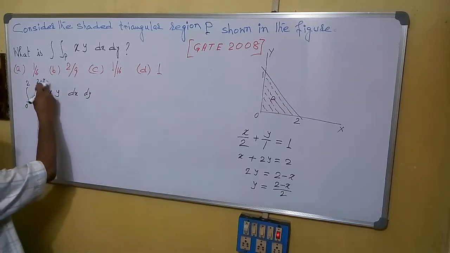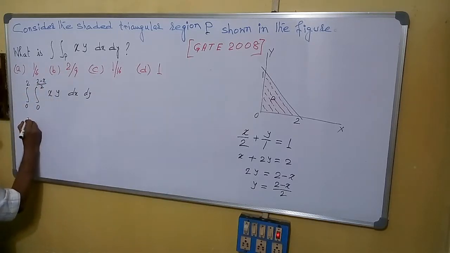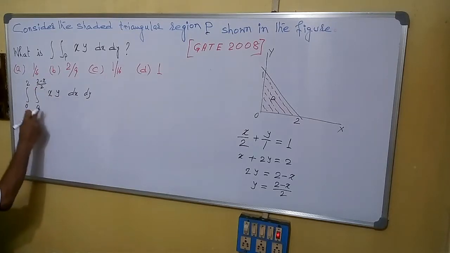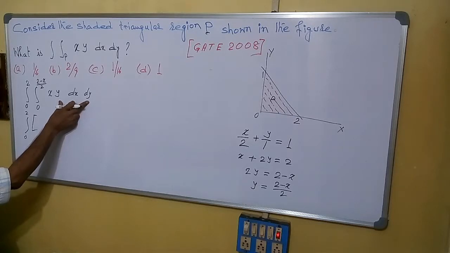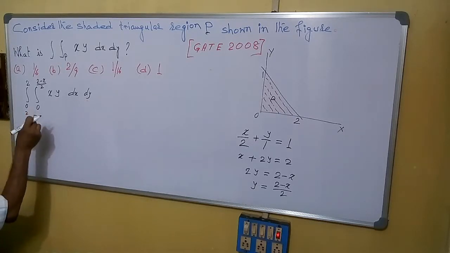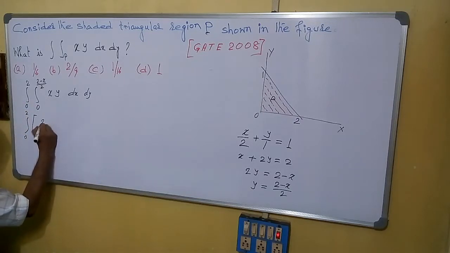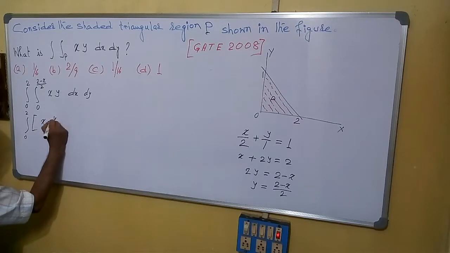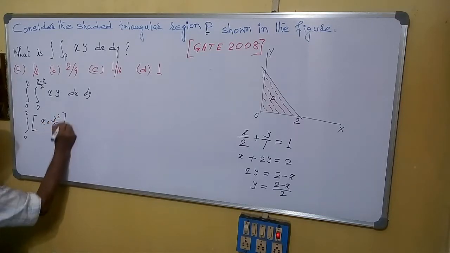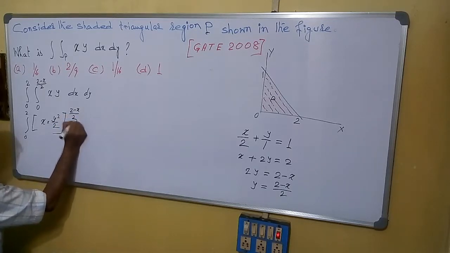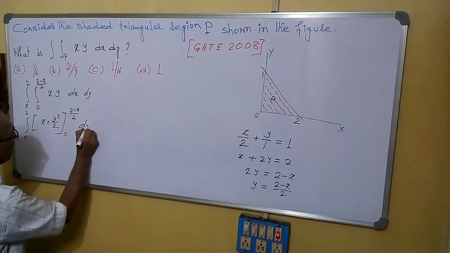We are converting this one in terms of x. So this one can be written as 0 to 2. Now the integral of this one, while doing this y dy, we have to consider x as a constant. So it will be x into y square by 2. Limit is from 0 to (2 minus x) by 2, and this is dy.